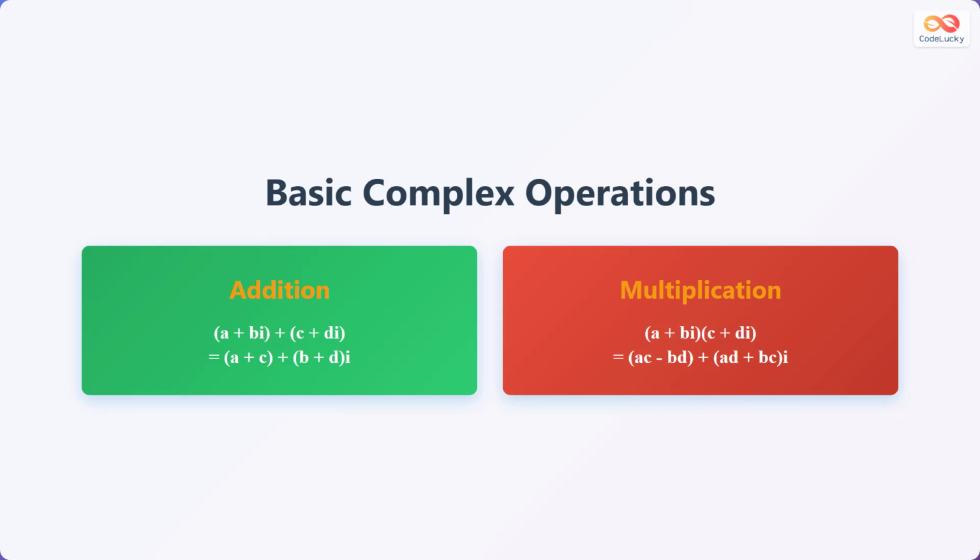Complex numbers can undergo basic arithmetic operations. For addition, if you add two complex numbers, a plus bi and c plus di, the result is a plus c plus b plus d times i. For multiplication, if you multiply a plus bi with c plus di, you get ac minus bd plus ad plus bc times i.